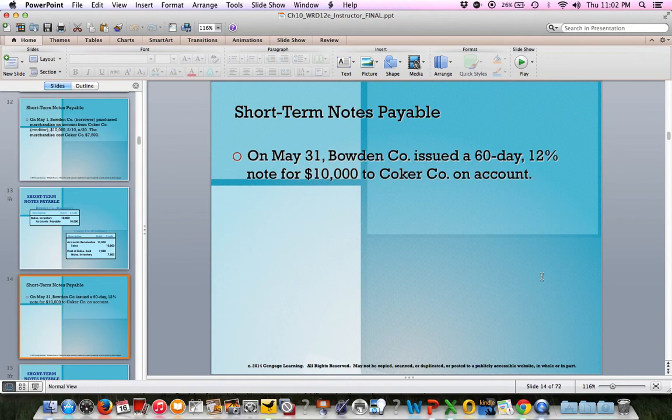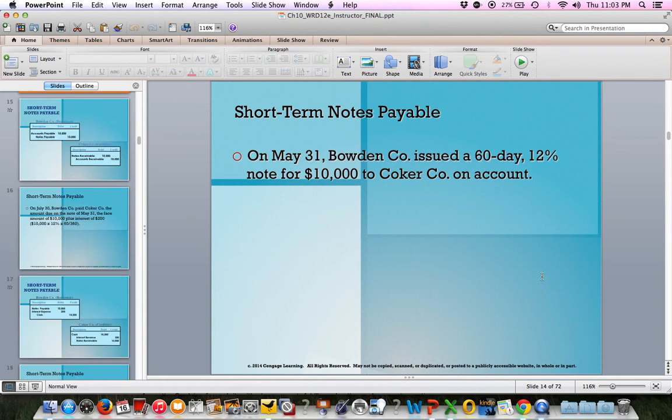And so because Bowdoin's not able to make the payment, they're going to talk to Coker and say, what if we just issue a 60-day note, pay you 12%, and so we'll pay you in 60 days and give you 12% of $10,000. And so, for Coker, they have to wait longer to get their money, but they get to earn some interest revenue on top of that.